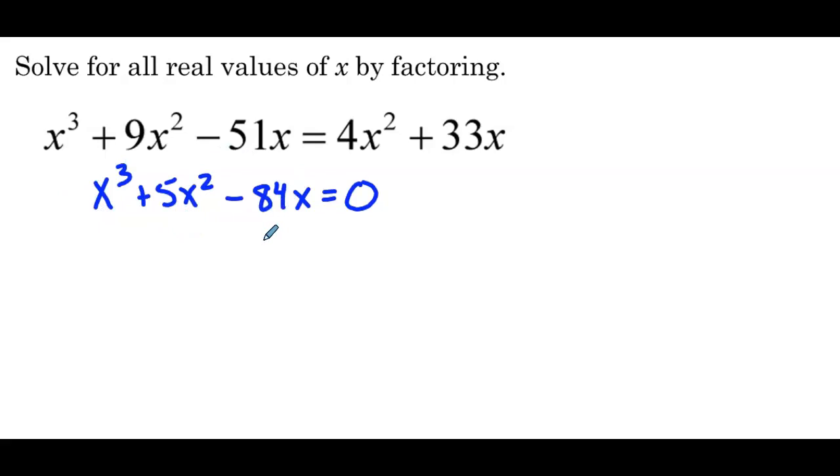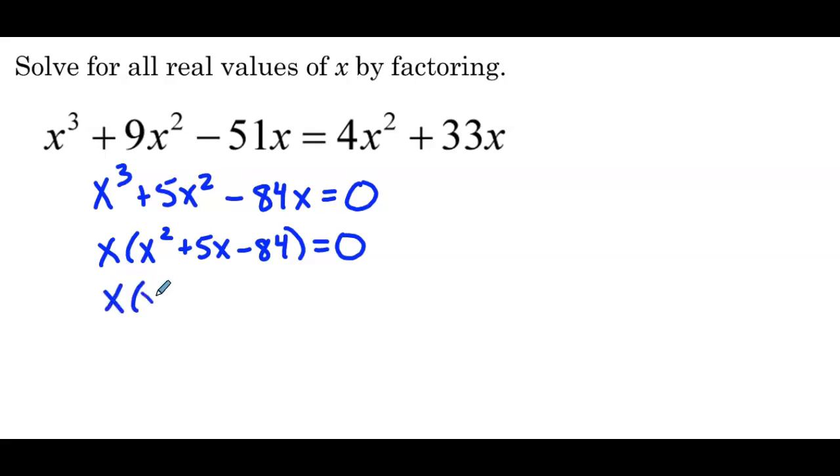Now, the first type of factoring that we want to do here is a greatest common factor of x. And that's going to leave us with x squared plus 5x minus 84 equals 0. And then we can factor. So we have x, and x equals 0. So we need factors of negative 84 that add to positive 5.